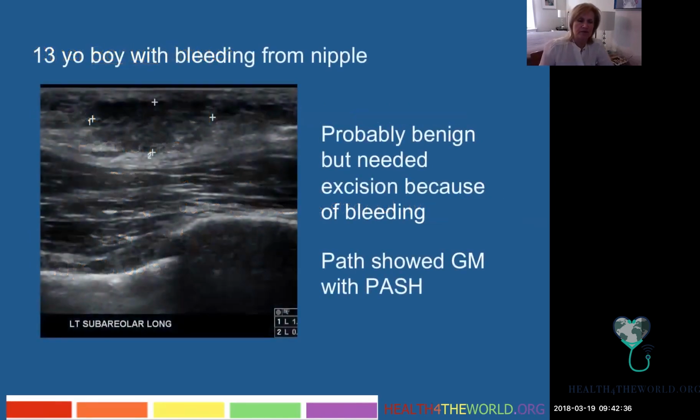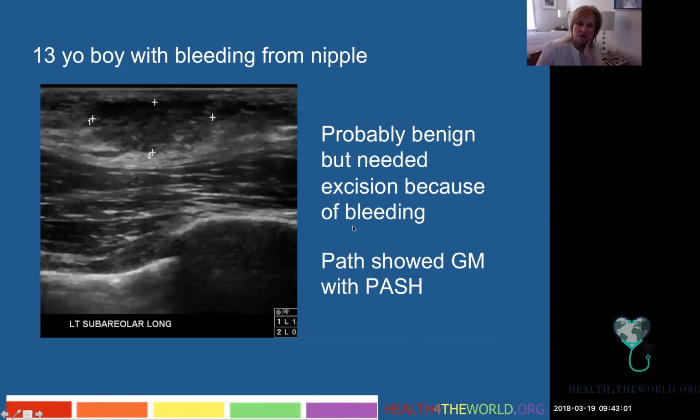So this is an example of a PASH. This was a little boy I saw, a 13-year-old boy whose complaint was bleeding from the nipple. When he first came to the clinic and the technologist told me I was going to ultrasound a 13-year-old boy with bleeding from the nipple, I said, yeah, right. Well, he actually had a lot of bleeding, so much that it wouldn't stop, and it was pretty much bright red blood. So he needed to have surgery just to make it stop.